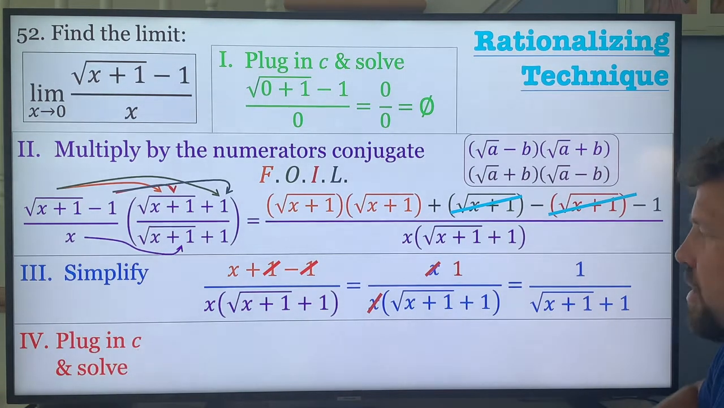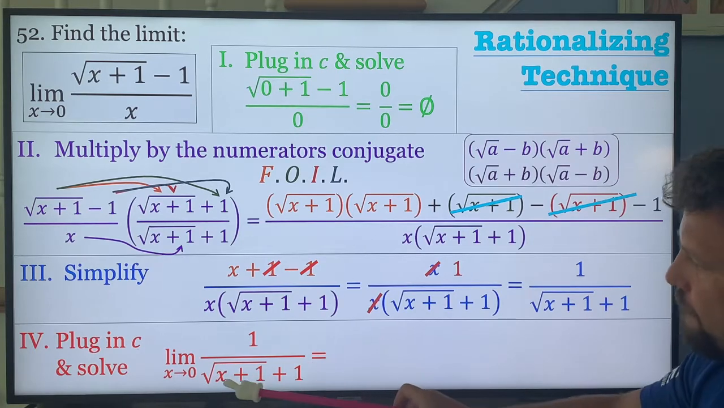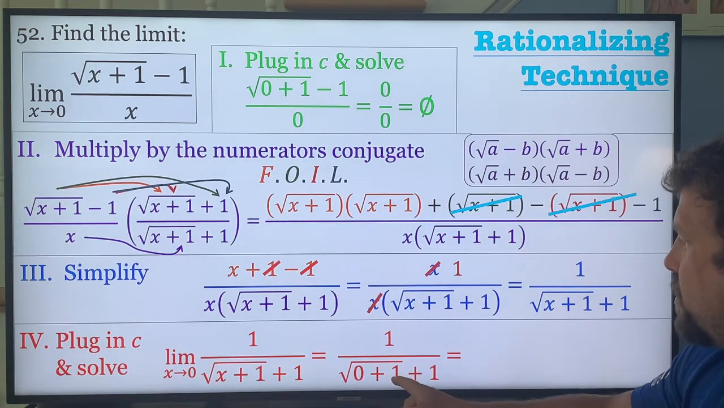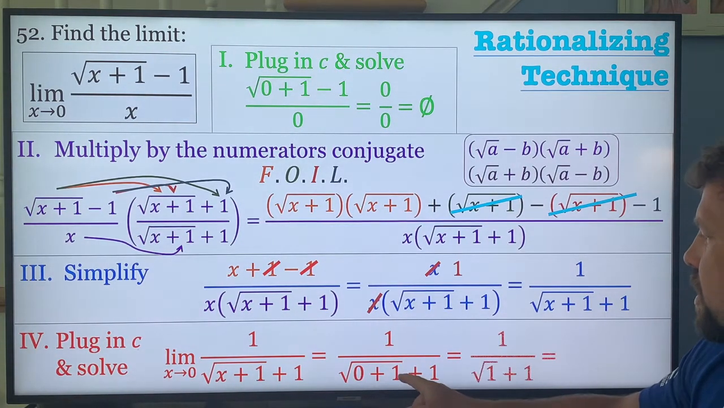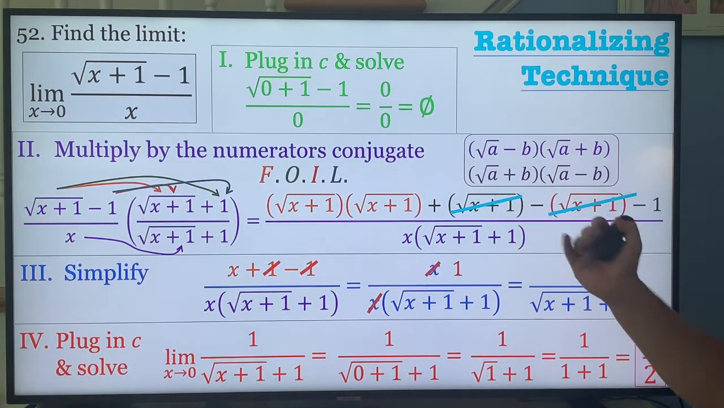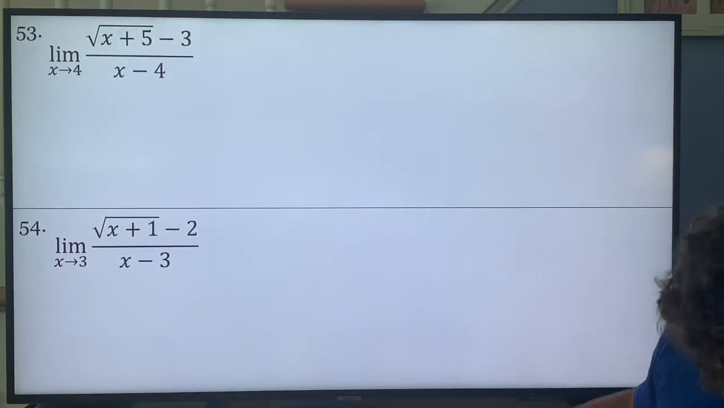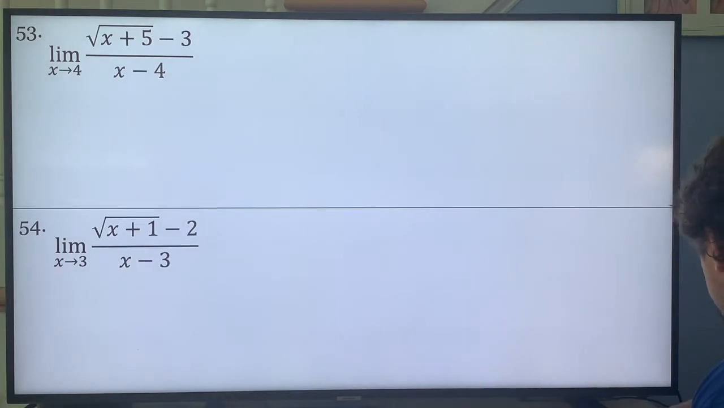Now, let's find the limit. We're going to plug c in here, which is 0, and solve. 1 over 0 plus radical 1 plus 1. 0 plus 1 is 1. Square root of 1 is 1. 1 over 1 plus 1 is 1/2. And we just solved the answer. That's it. Is this difficult? Yes, it's difficult. Only if you don't know how to factor them. Ready to try a pair? Of course you are. To do 53 and 54.